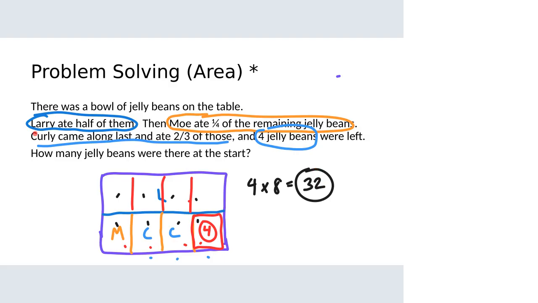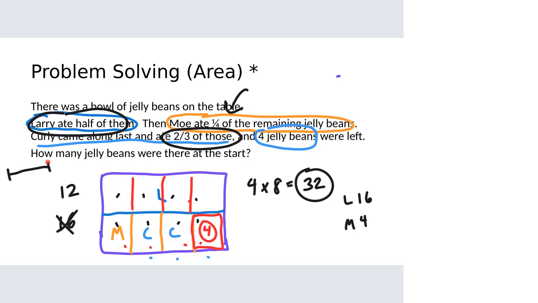There were 32. Well, Larry ate half. So Larry ate 16, and that left 16 still in the jar. And then Mo ate 1/4 of those. So I guess Mo ate 4, and that left 12 in the jar. Curly came and ate 2/3 of those, 2/3 of 12. Yeah, we did that one earlier, with 8 out of 12 being 2/3. So I guess that means Curly ate 8. And sure enough, that leaves 4 in the jar. So I feel great about my answer of 32.